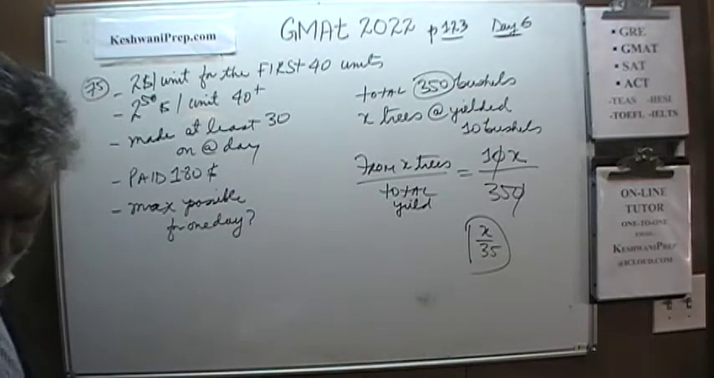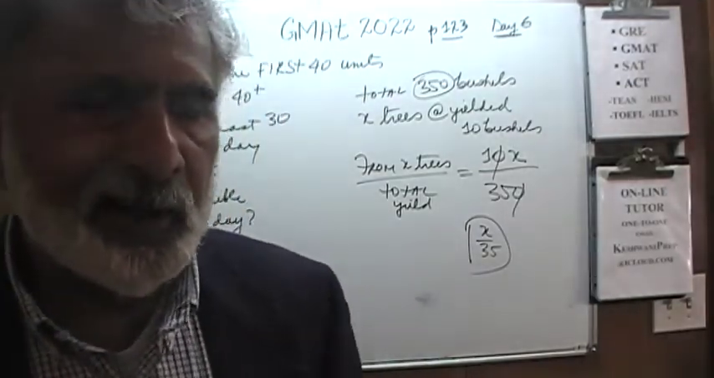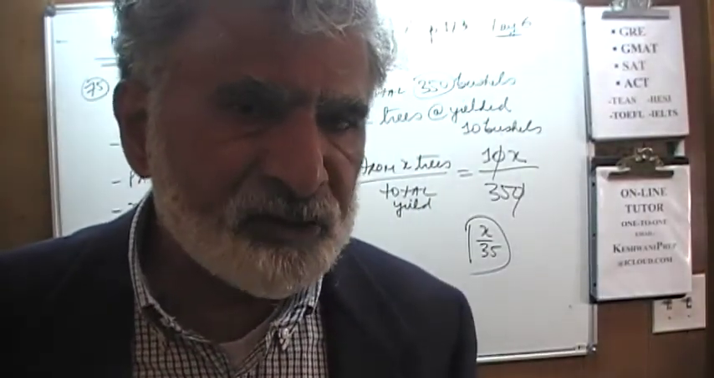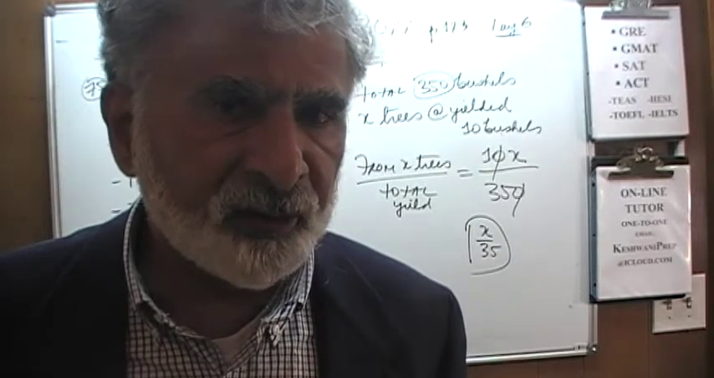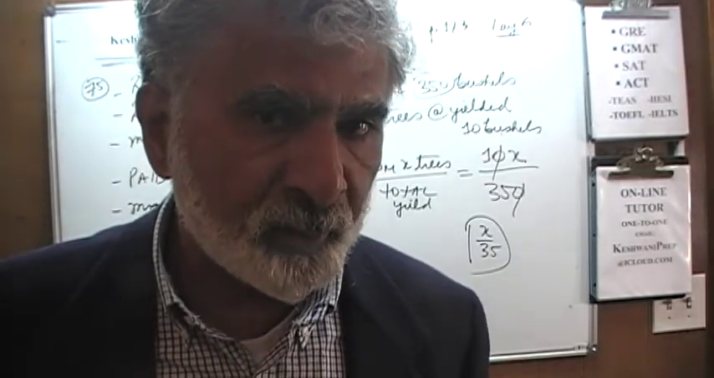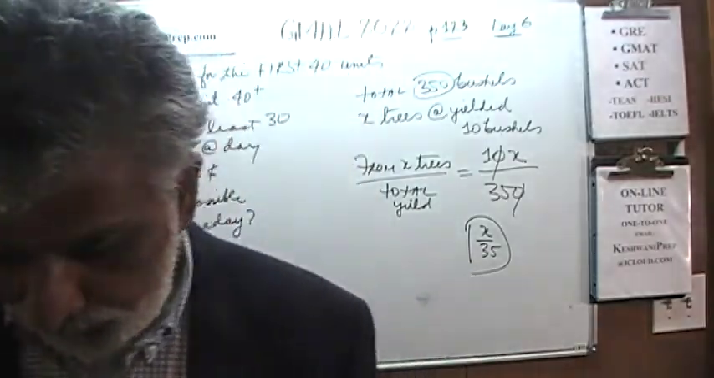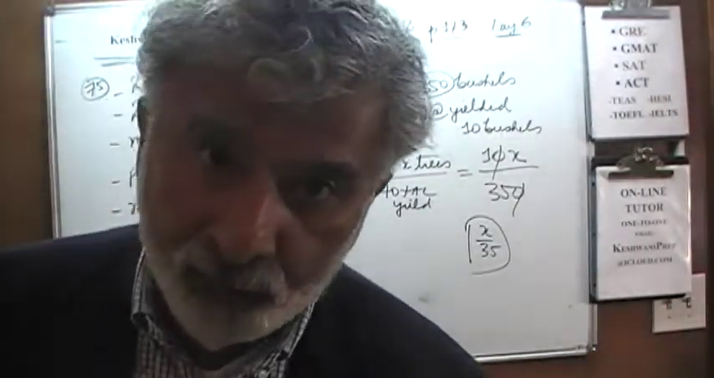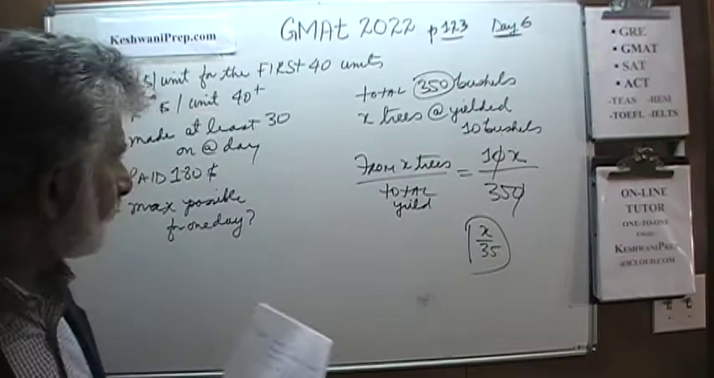For 1 day. In other words, what's the most that we can earn on one of these 2 days, given the fact that we made at least 30 units on each of these 2 days, given the fact that we're getting $2 per unit for the first 40 units, and then $2.50 after that, after anything above 40 that we make on a given day. Let's see.